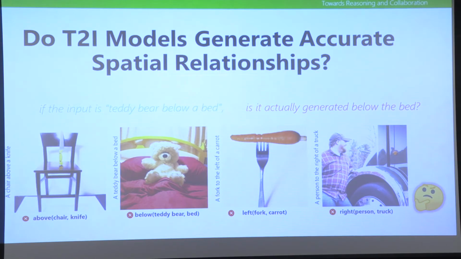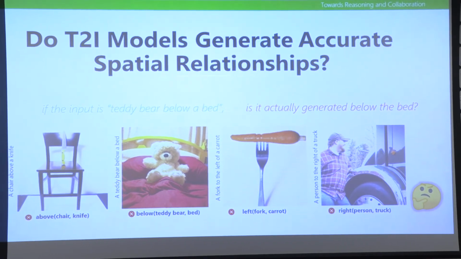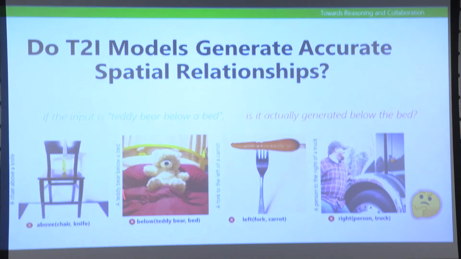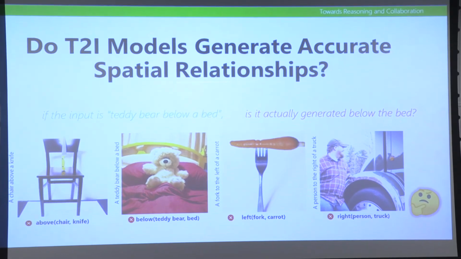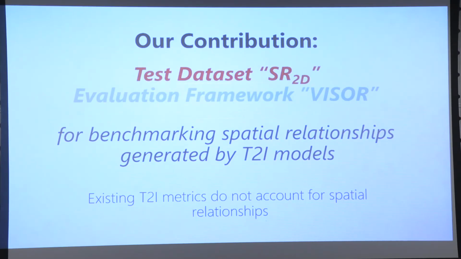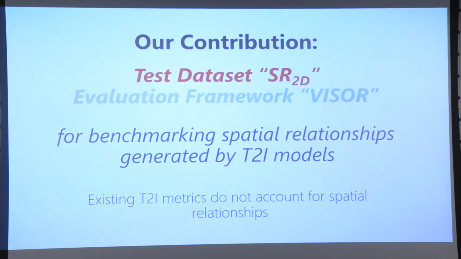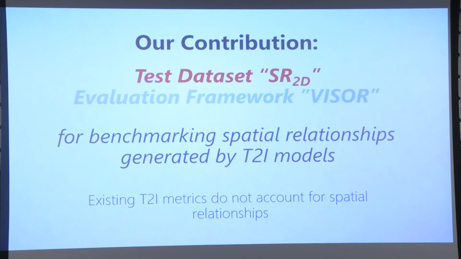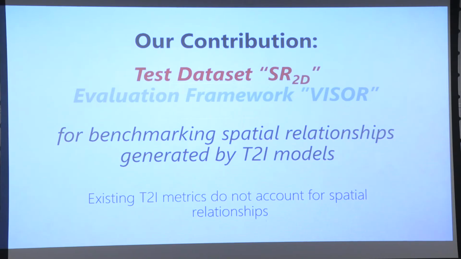Apparently not, right? So that was early 2023. We tested quite a lot of prompts, including a chair above a knife, a teddy bear below a bed, and all the generated images still had the teddy bear above the bed, right? So that leads to the question, how can we create an evaluation benchmark as well as an automatic evaluation method to benchmark spatial relationships, this critical concept that is needed for intelligent agents to do automatic things.